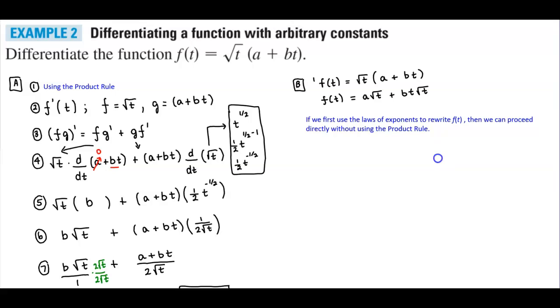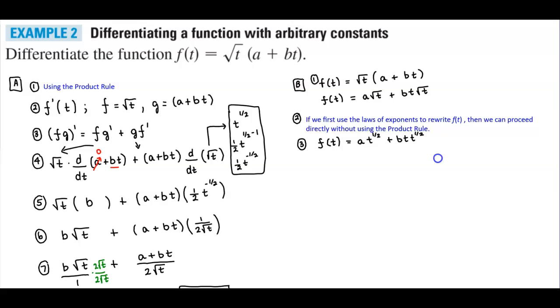So if we do that first, and then first use the law of exponents to rewrite f of t, then we can proceed directly without using the product rule. So what I mean by that is that before we go any further, f of t is now going to equal a times t to the 1/2 plus b times t times t to the 1/2.